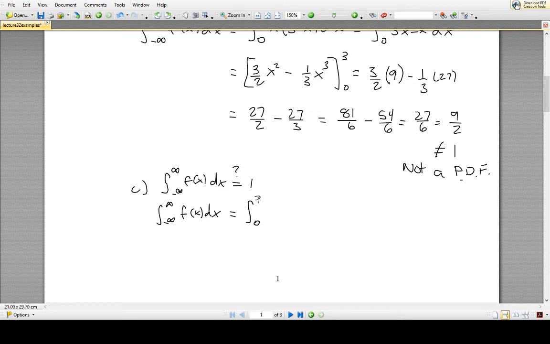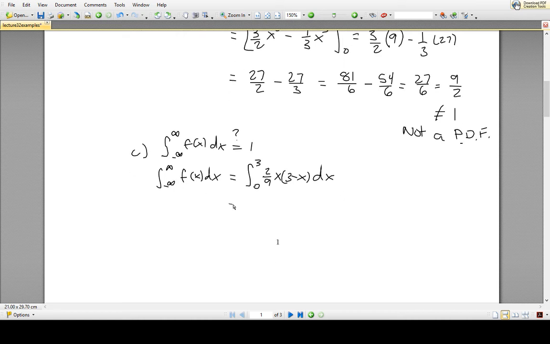Again, just like in part B, we're only interested in values between 0 and 3 because otherwise the function is just 0, so we don't really care about those. And what we're going to do is, in part C, the function is actually x times 3 minus x, but then multiplied by this 2/9. Okay, so if we actually carry this out, we can take that 2/9 outside, and this becomes the integral from 0 to 3 of x, 3 minus x dx.